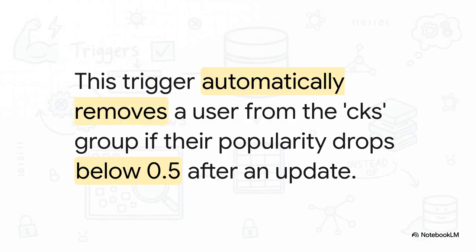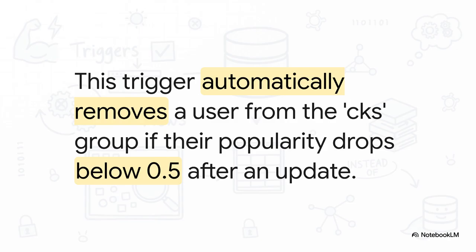Okay, let's make this real. Let's imagine we have this social group in our database called the Cool Kids, or KICS for short. And we want to set a rule. If a member's popularity score gets updated and it drops below 0.5, they get kicked out of the group automatically. This trigger right here does exactly that.